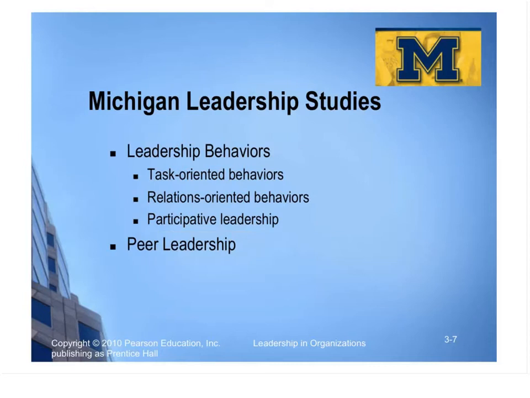So the Michigan leadership studies also gave us some feedback. They studied task-oriented behaviors, where the leadership is based on a certain task, so your behavior is geared around a certain task, and then relations-oriented behavior and participative leadership. And finally, peer leadership was put to question. Peer leadership is like when co-workers coach each other along and help each other.